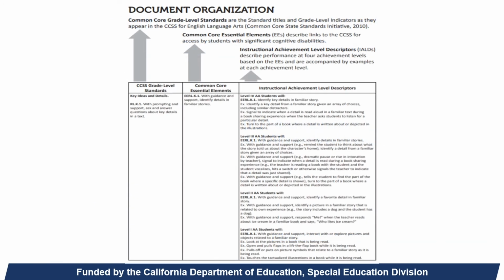On the slide is a screenshot from the essential elements to show how each essential element is organized. On the left side, the table lists the Common Core grade level standard, then shows the essential element of the standard in the second column, and finally, the instructional achievement level descriptors based on the essential standard in the last column on the right. You will also notice that some of the essential elements have been highlighted.